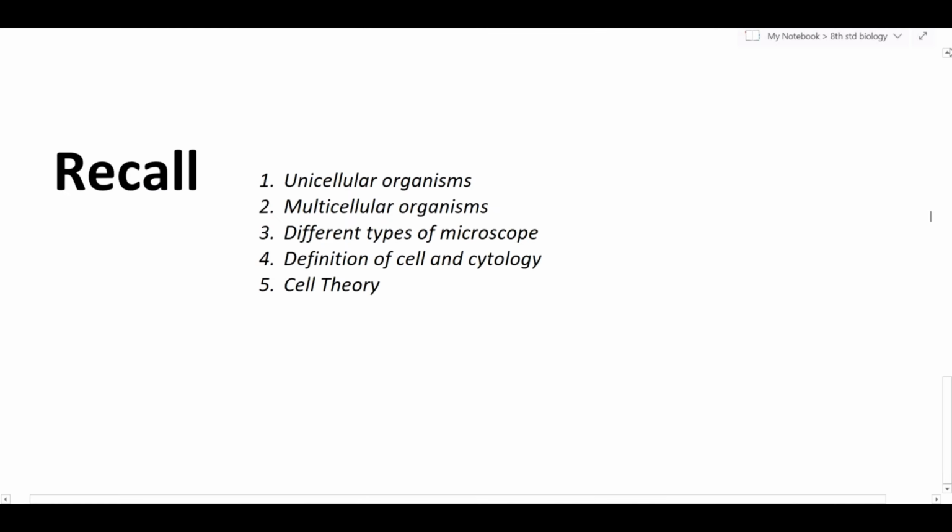Now let's recall what we studied in this video. We studied unicellular and multicellular organisms. We also studied different types of microscope like the compound microscope and electron microscope, the definition of cell and cytology, and the cell theory which was proposed by M.J. Schleiden and Theodor Schwann.